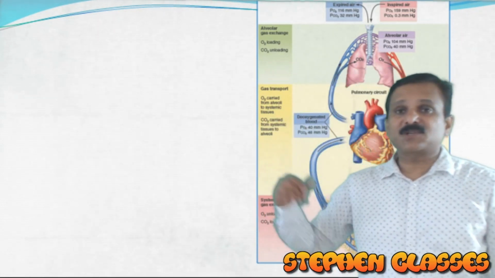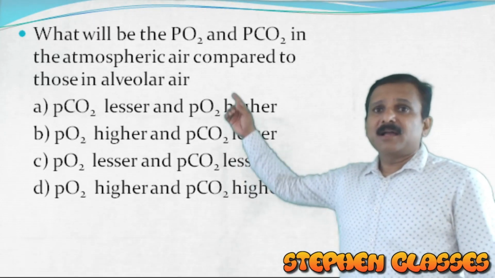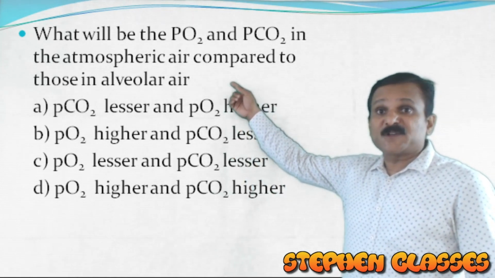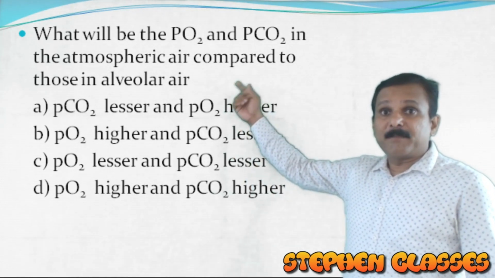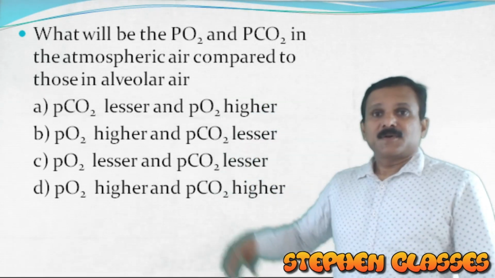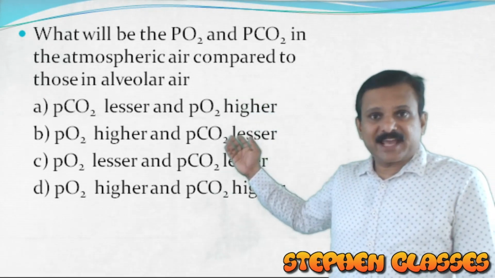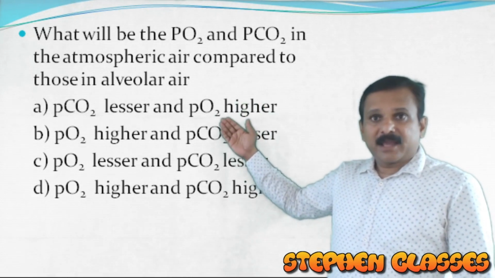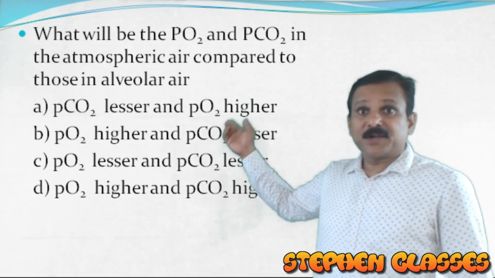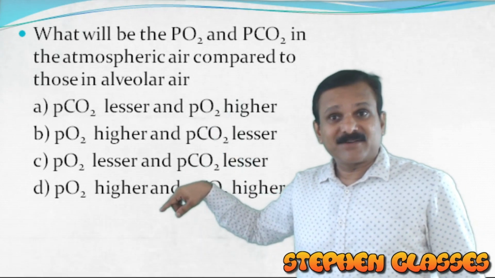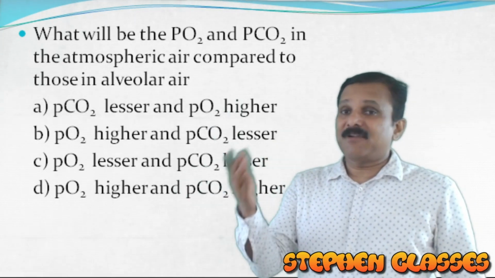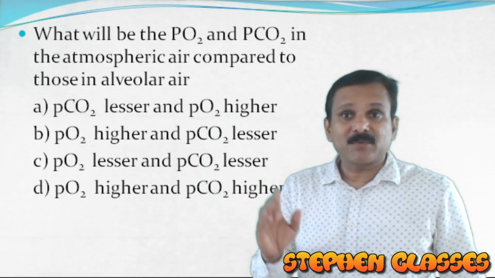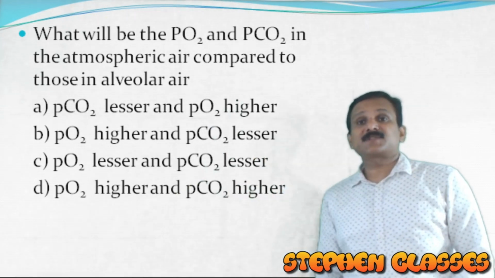Coming back to the question, they are asking about the PO2 and PCO2 of atmospheric air compared to that of alveolar air. From the options, it is very easy. Our answer will be option B. The PO2 will be higher in atmospheric air compared to that of alveolar air, because in alveolar air it will be different. So you have to learn all the values by heart. Okay, coming to the next question.